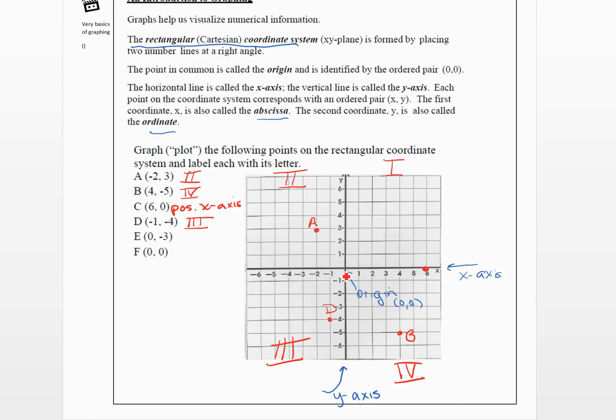E is 0 and then down -3. You'll notice that, again, it is not in a quadrant. It's on the y-axis, down where the y-axis is negative, so we would say it's on the negative y-axis. And then F is at 0, 0, which is the origin. The only term we have to describe it is by saying origin. So that's really the basics of plotting points and telling which quadrant it's in.